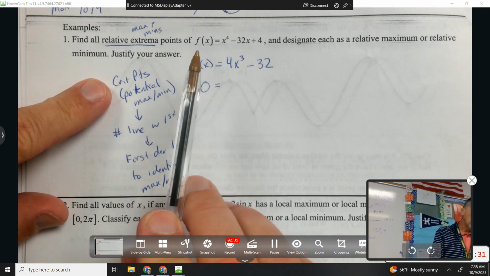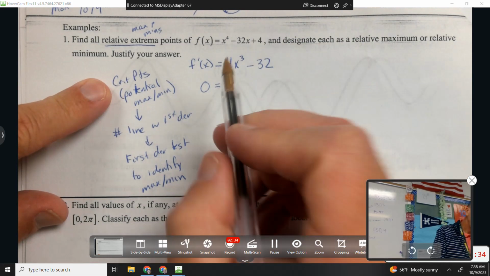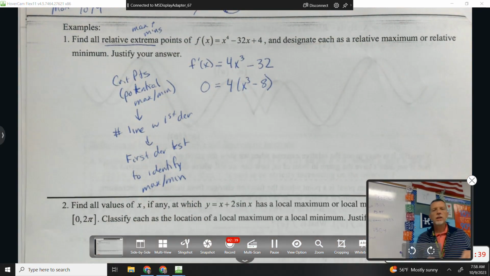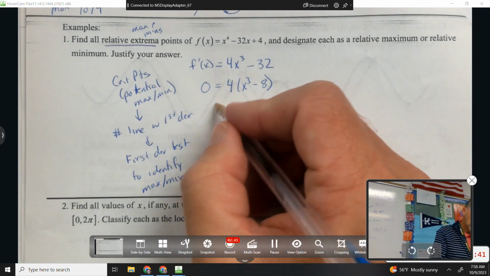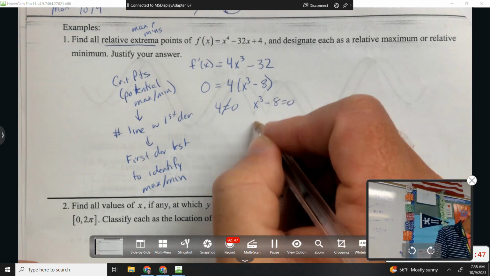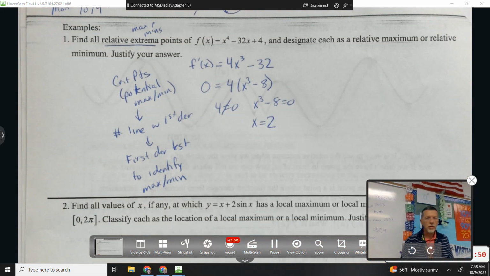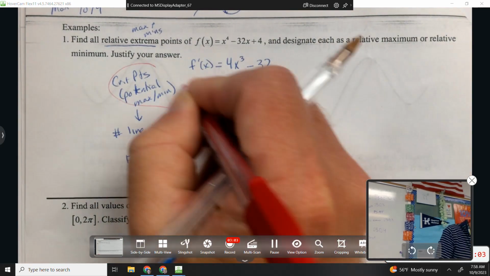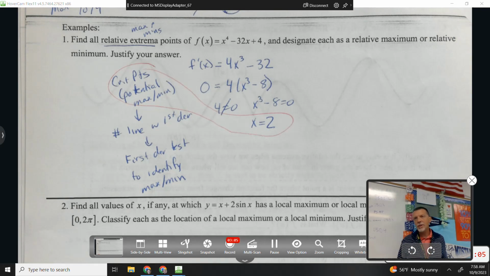Okay, critical points are where f prime is 0 or undefined. Let's see, factor out a 4. So either 4 equals 0, that doesn't happen, or x cubed minus 8 equals 0, so x equals 2. So my critical point is x equals 2. I don't know if that's a max or a min or neither, but it's a critical point. It didn't specifically ask me for a critical point, but I've got to find that along the way to getting extrema.